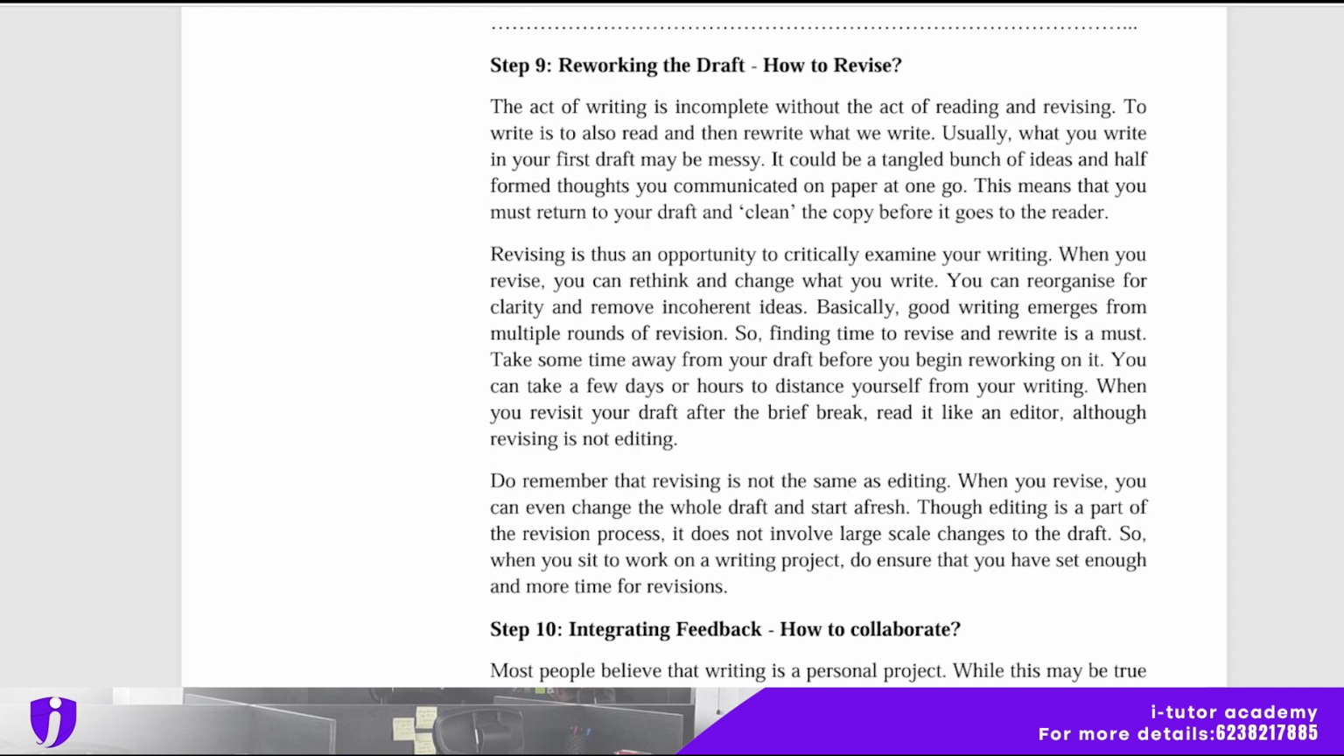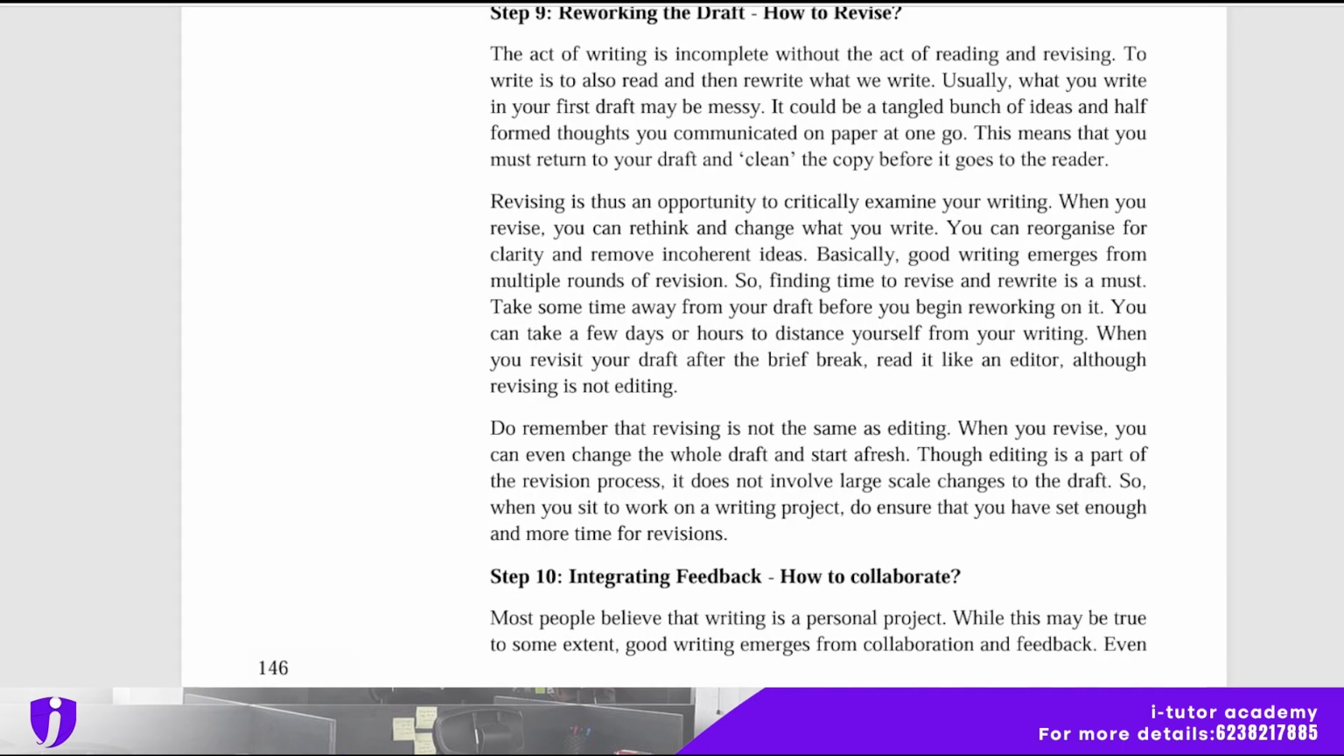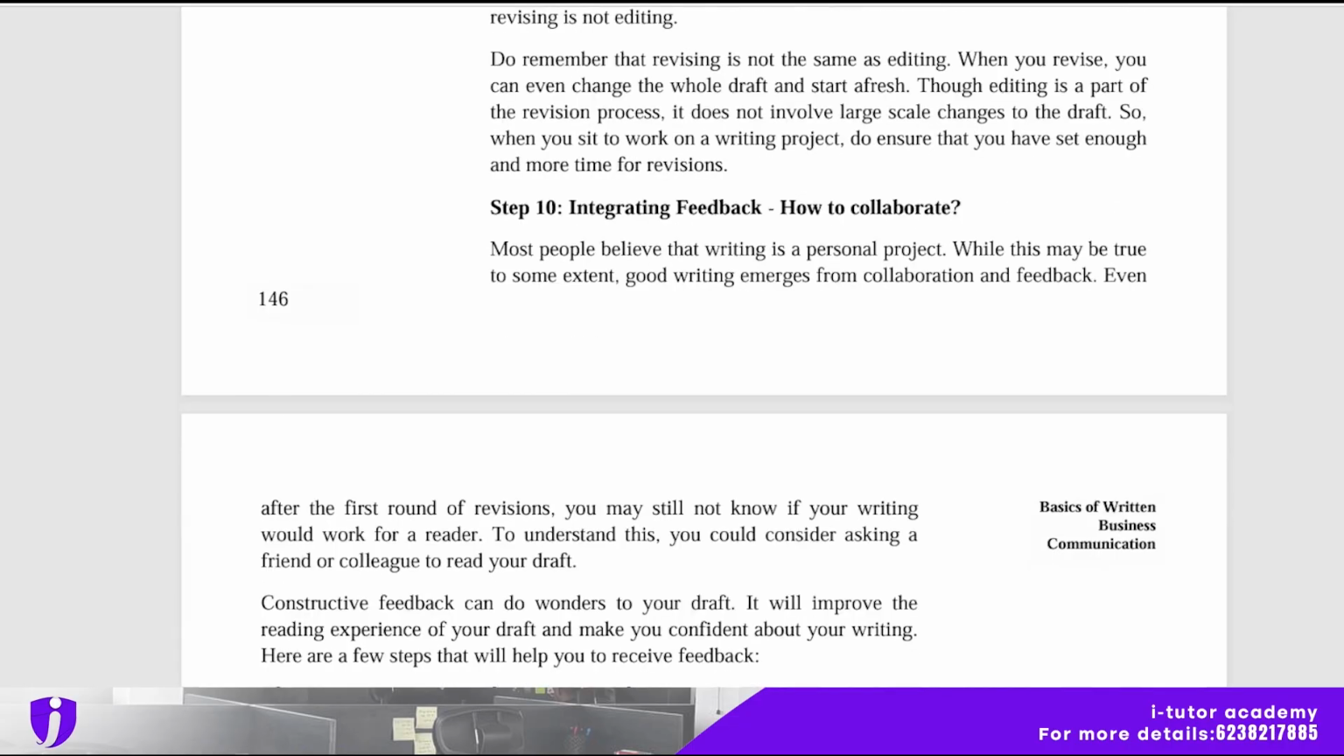Okay, the act of writing is incomplete without the act of reading and revising. To write is to also read and then rewrite what we write, and usually what you write in your first draft may be messy, and it could be a tangled bunch of ideas and half-formed thoughts you communicate on paper at one go. Next is integrating feedback, how to collaborate.